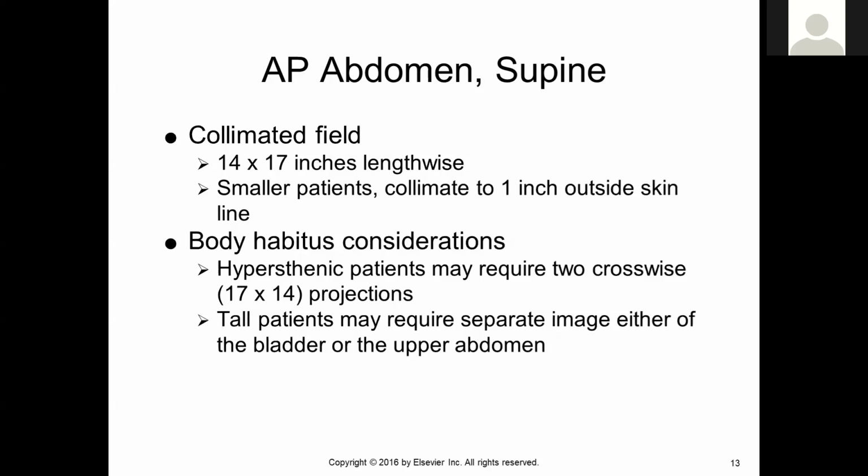Now this does vary based on body habitus. If you have a hypersthenic patient or a large obese patient, the lengthwise orientation will clip off some anatomy. So we turn the cassette crosswise, again, looking like an envelope, and we do two projections, one getting the lower portion of the abdomen, one getting the upper portion. You may have to do a supplemental image on a very tall patient as well to include all of the large intestine or to get the pubic symphysis visible on the image.